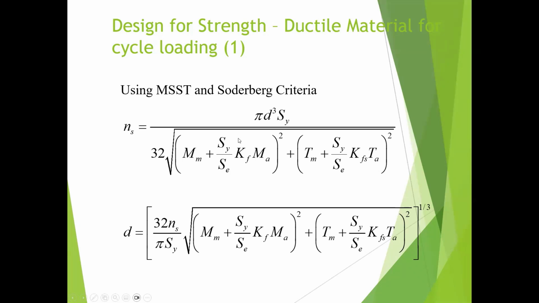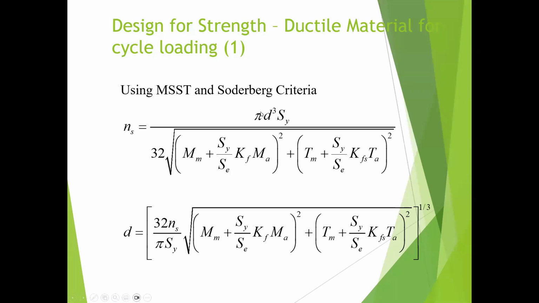If you have the diameter, D, the diameter of your shaft, and you already have D, you can use this equation to calculate the safety factor. I want you to write this down. I will not give you an example today. I'll do an example later, but I want you to know what these letters stand for.